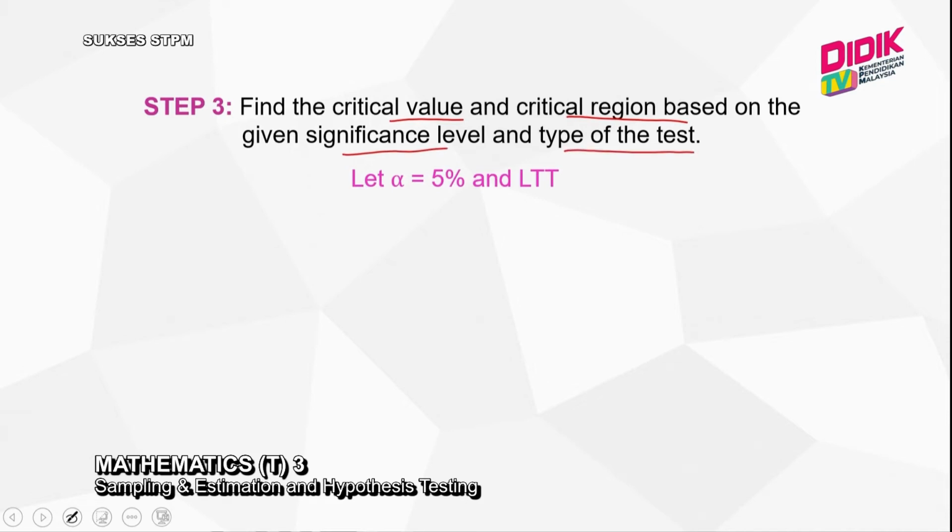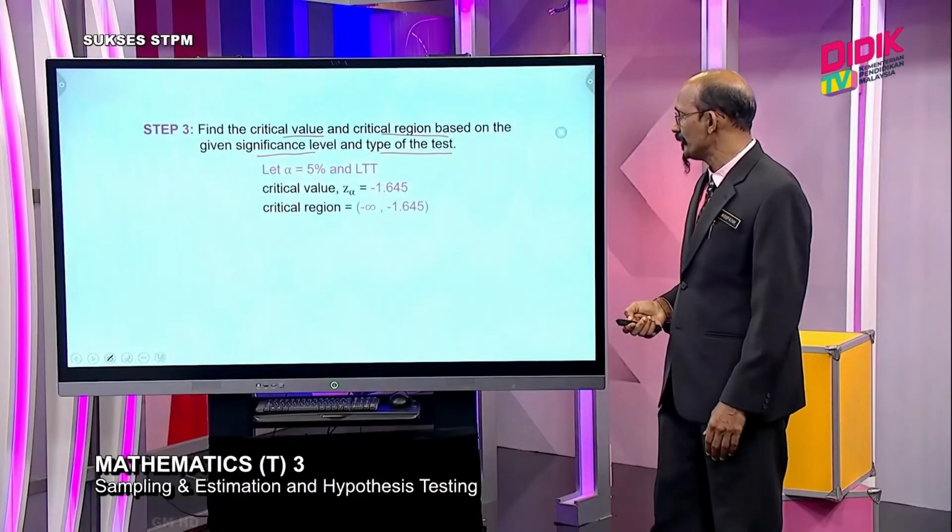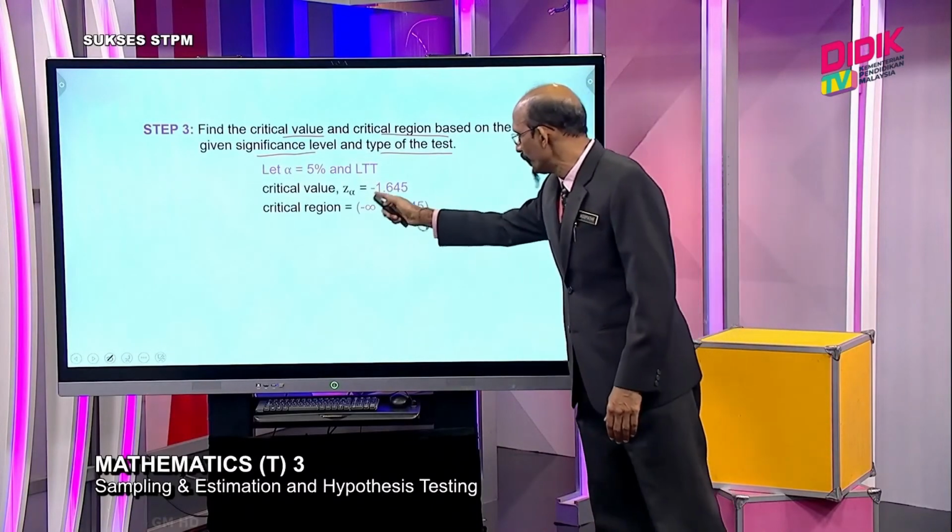type of the test. We have 3 types of tests: left tail test, right tail test, and two tail test. Let's assume our significance level here is 5%. LTT stands for left tail test, and RTT for right tail test. So let's say this one. My critical value for this will be like this, and then my critical region is in the form of an interval.